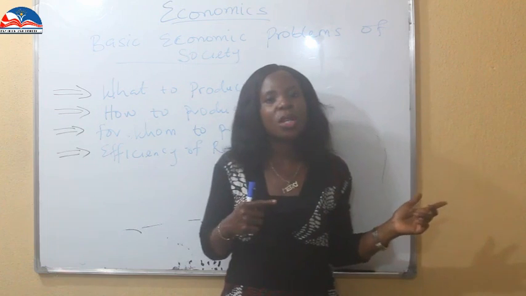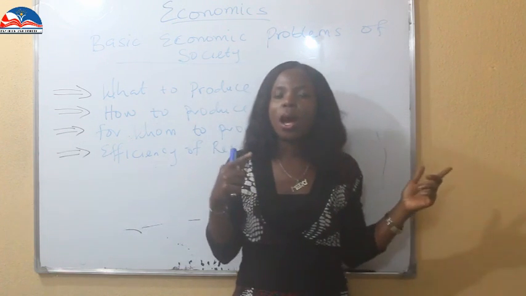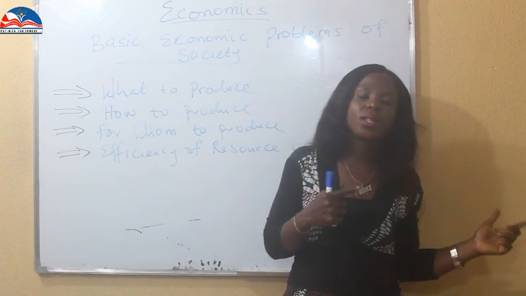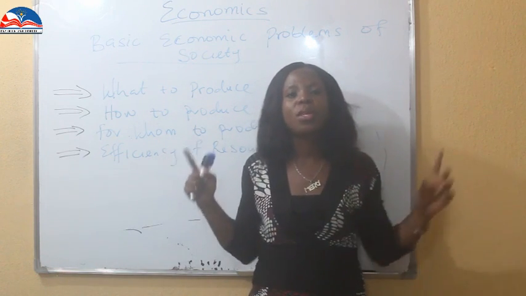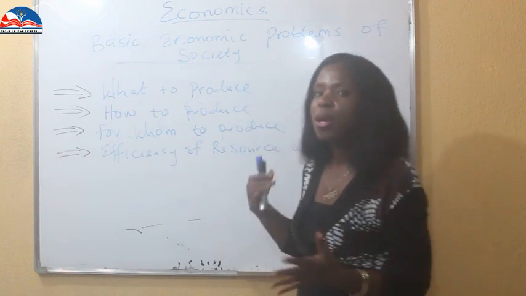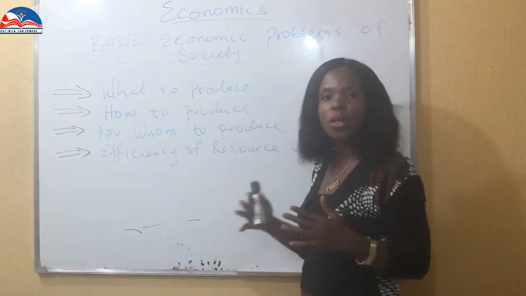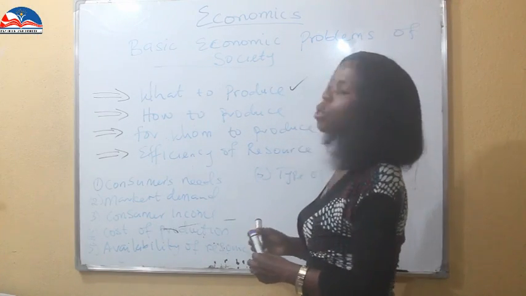Remember in our previous class, when we discussed the channels of distribution, products are said not to be complete if they didn't get to final consumers. But if final consumers have your product, that means production has completed. So let's go to the class by looking at the first objective, what to produce.